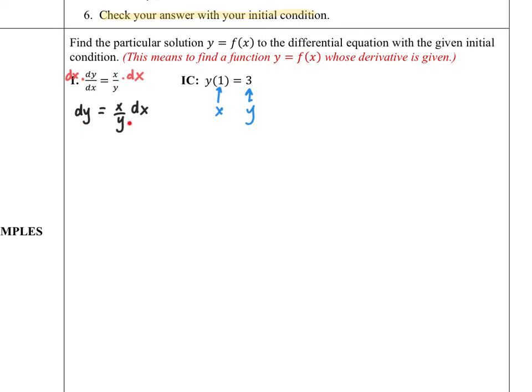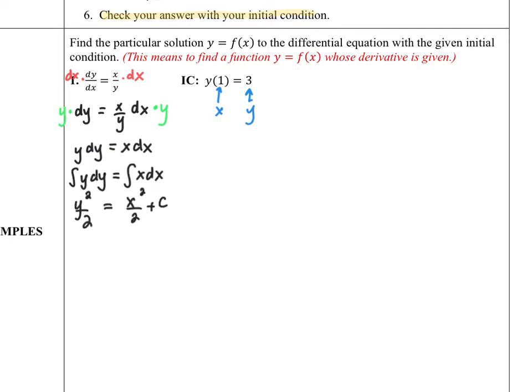And then take a look and see who is out of place. Remember, we're just trying to separate the y's on one side of the equals and the x's on the other side. So it's this y here. To get it to move to the other side, I'm going to multiply by it. At this point, I've accomplished step number 1, which was to separate the variables. Step number 2 says to find the antiderivatives of each side. My antiderivatives are both just power rules, so add 1 to the power, divide by the new power.